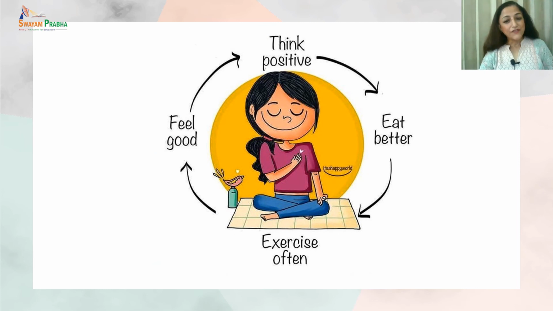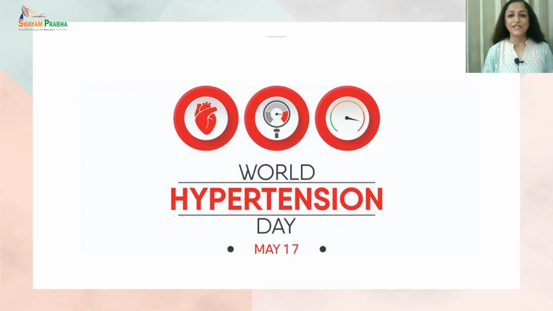So it is good if a person is a positive thinker, he's eating better, he's exercising often, he will feel good and his hypertension level will go down. May 17th is celebrated as World Hypertension Day every year. So let's take care of our heart.